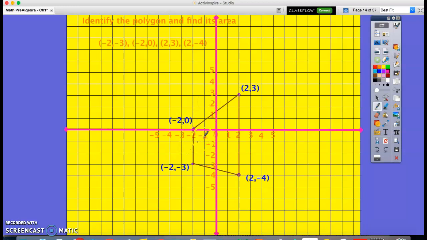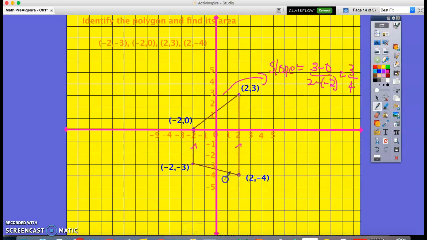So I plotted the points, and you see that these two sides are parallel, right? Same slope. The slope is undefined, this is a vertical line. And if I want to make sure that these are not parallel, find the slope of this line. How do you find the slope? Slope is rise over run, right? So which is 3 minus 0 over 2 minus negative 2, which is 3 over 4. So this is the slope of this line.